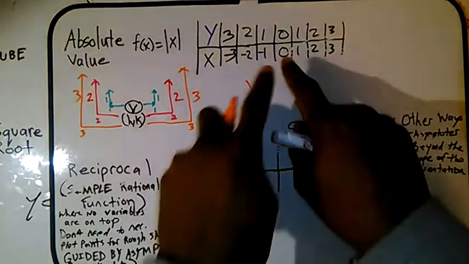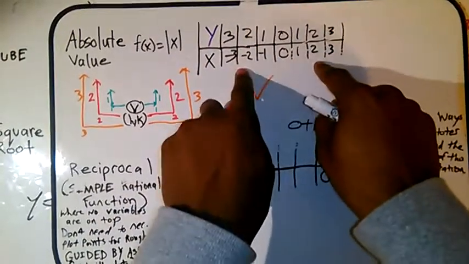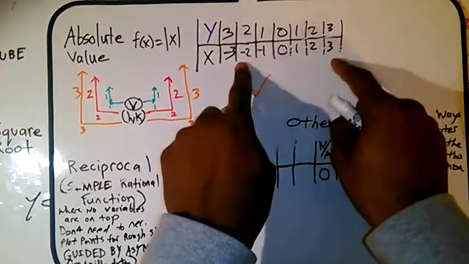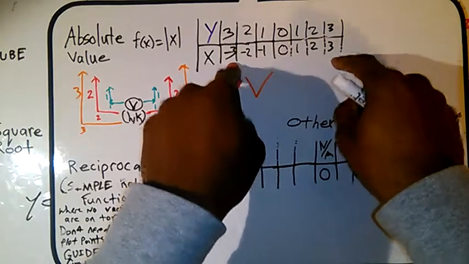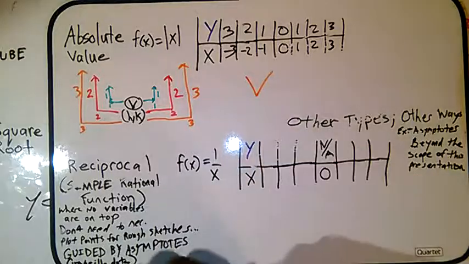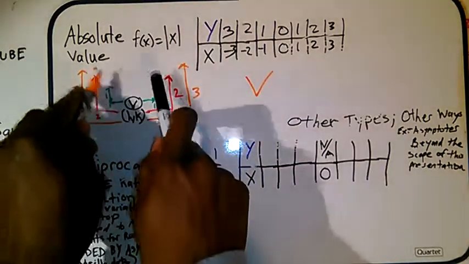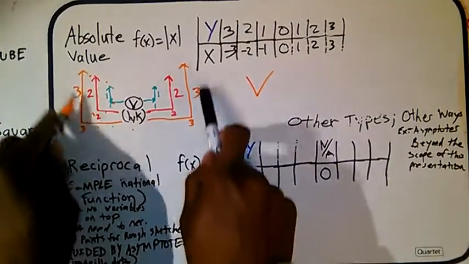Whenever we go over one unit, we go up 1 unit. If we go over 2 units, we go up 2 units. If we go over 3 units, whether it's negative or positive, we will go up the same amount of units. So absolute value functions are very easy to graph. We just look at the pattern. Remember, go over once, up once. Go over twice, go up twice. Go over 3 times, go up 3 times.